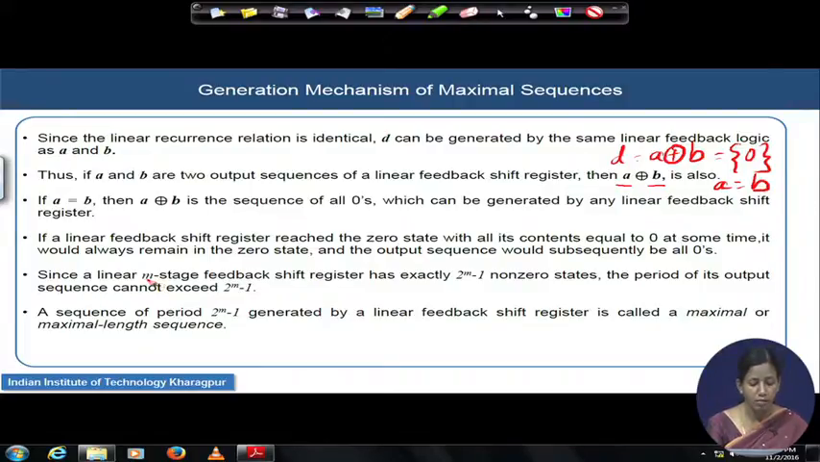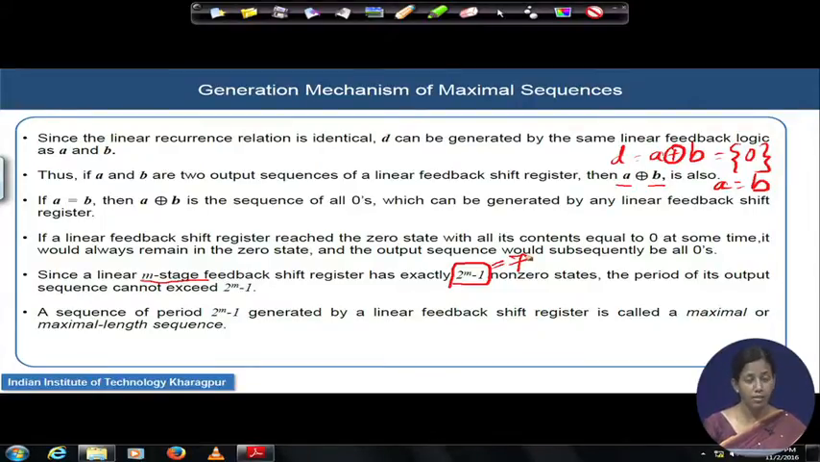Since we are discussing an m-stage feedback shift register, we have seen in the last module, taking an example of m equal to 3, that we could generate exactly 2 to the power m minus 1, that means in our case 7, non-zero states. Hence the period of the output sequence can never be greater than 2 to the power m minus 1, and this rule holds good for all kinds of linear feedback shift registers with m stages.